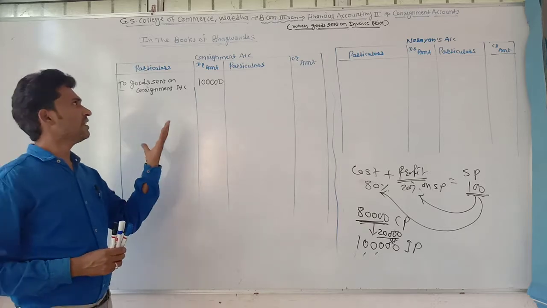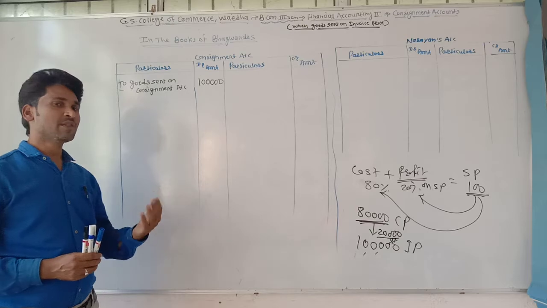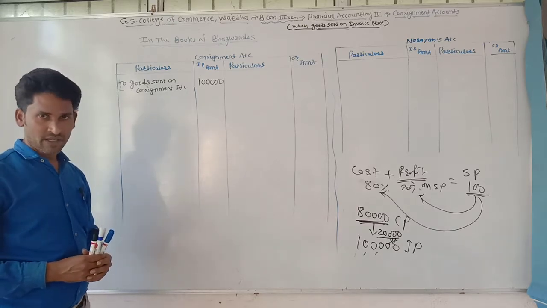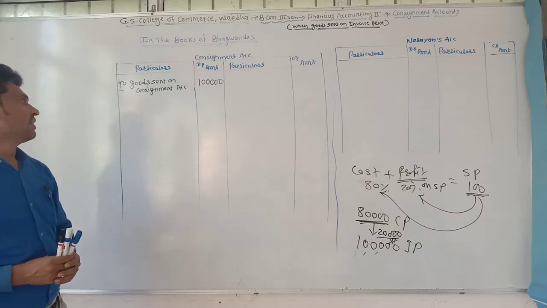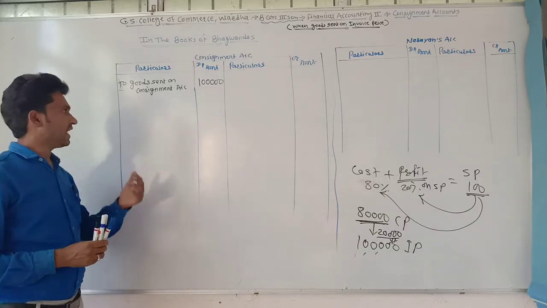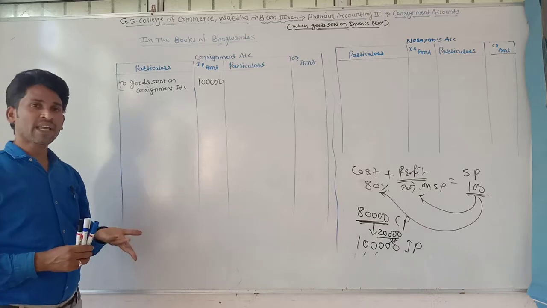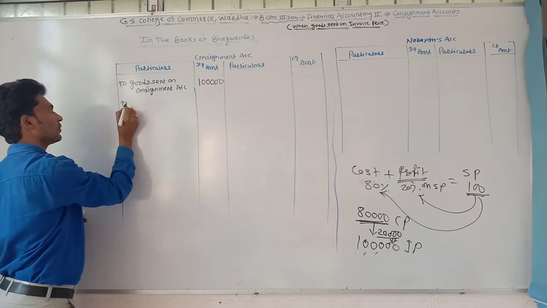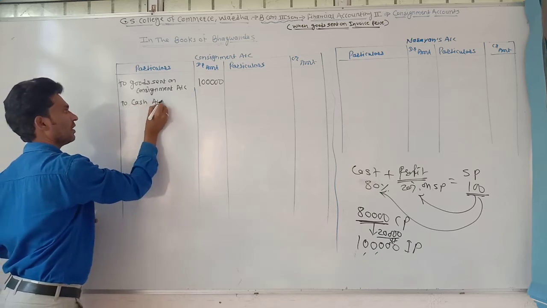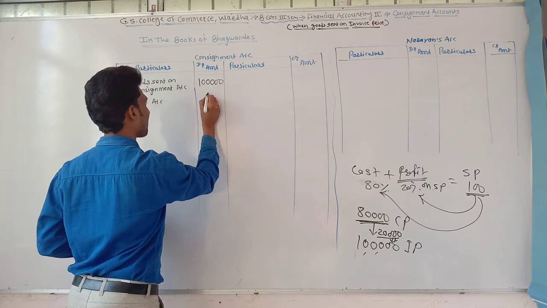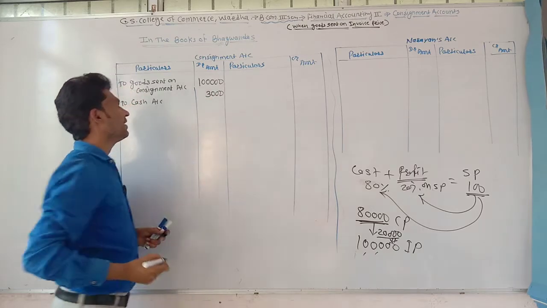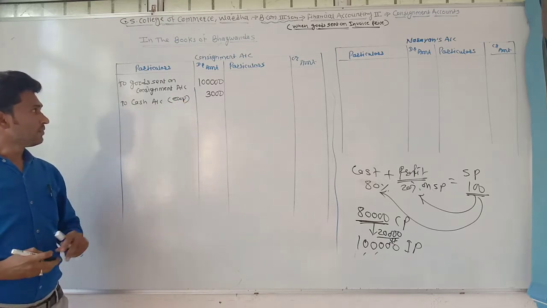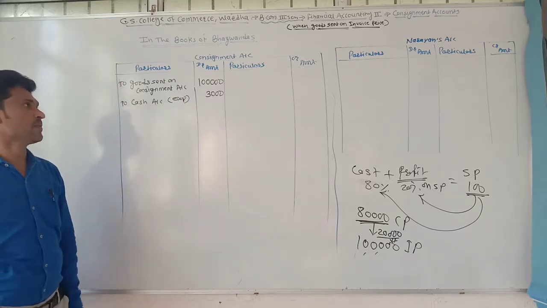When the consignor spends expenses, it passes the journal entry: consignment account debit and cash account credit. You know well that when the consignor spends expenses, it debits the consignment account and credits the cash or bank account. So write at the debit side of the consignment account: to cash account rupees 3,000. The consignor spent rupees 3,000 for various expenses.